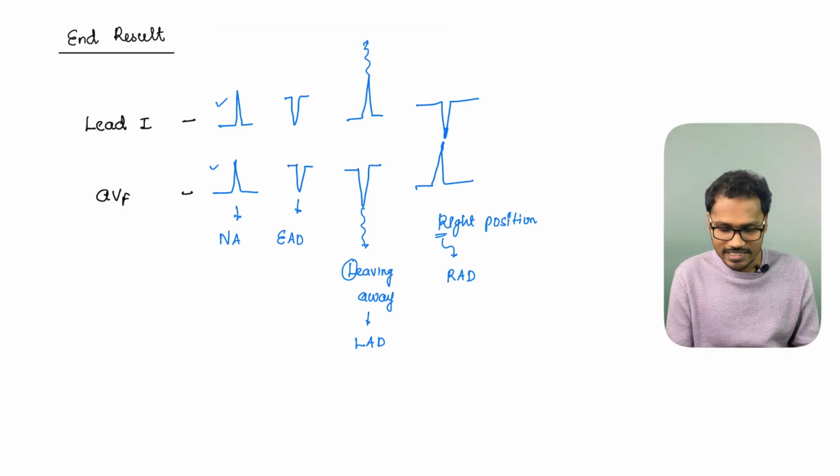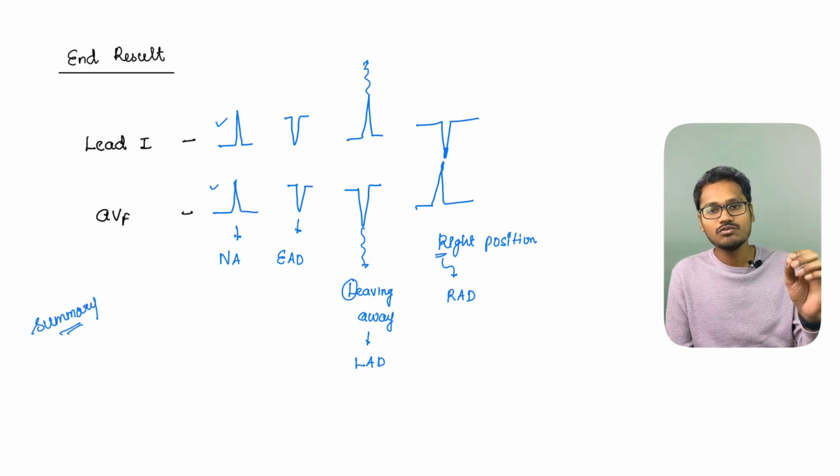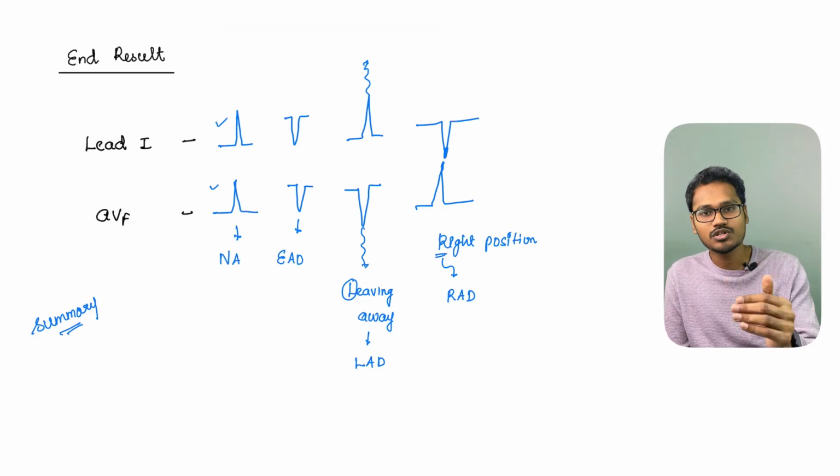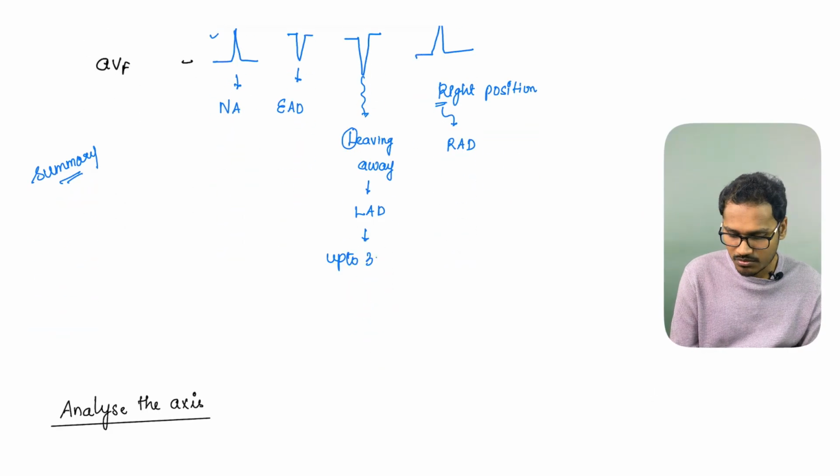So the entire end result or summary is very, very simple. You are just going to look at lead 1 and AVF. When both are positive, normal axis. Both are negative, extreme axis deviation. When they look like they are leaving away from each other, it is a left axis deviation. When they are trying to be in the right position, it is a right axis deviation. In a left axis deviation, up to minus 30 degrees is normal.